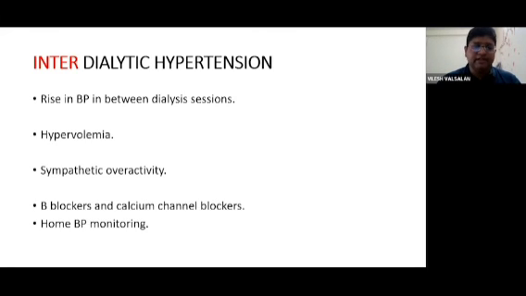Addition of beta blockers and calcium channel blockers discussed before helps in decreasing the blood pressure, along with the standard nifedipine retard and other drugs like clonidine. Home BP monitoring is the only method by which you can easily diagnose interdialytic hypertension, as well as titrate the drugs in such a way that it does not cause intradialytic hypotension or hypertension.